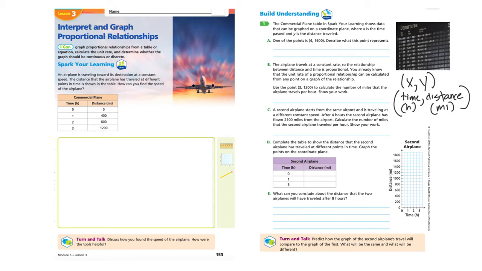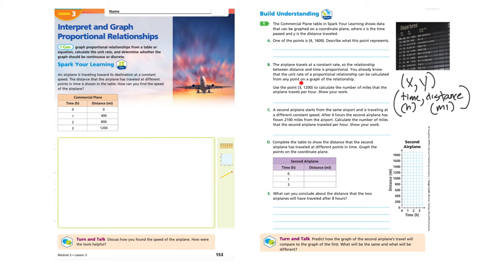B, the airplane travels at a constant rate, so the relationship between distance and time is proportional. You already know that the unit rate of a proportional relationship can be calculated from any point on a graph of the relationship. And remember, the unit rate is where, if you think about it as a ratio or a fraction, the denominator is 1. So in this instance, how far can it travel in 1 hour? Use the point 3, 1200 to calculate the number of miles that the airplane travels per hour.